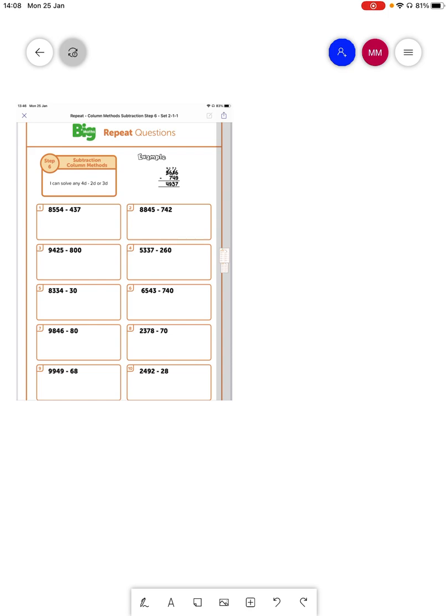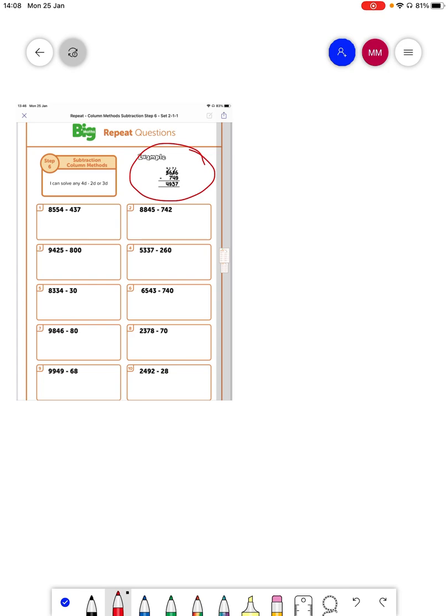And today, boys and girls, you're trying to solve any 4-digit number, taking away a 2 or a 3-digit number. So if you look at the example that's given to you on your Big Ten questions, could you please tell somebody or just think to yourself, what type of method is that? What's the name for that?